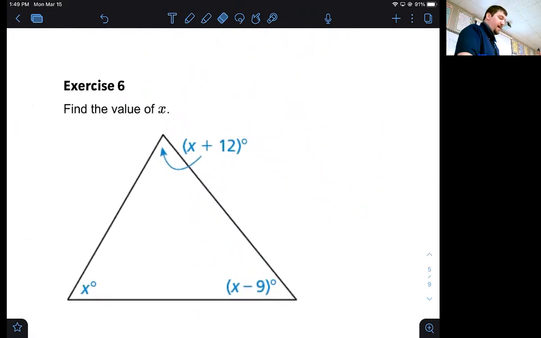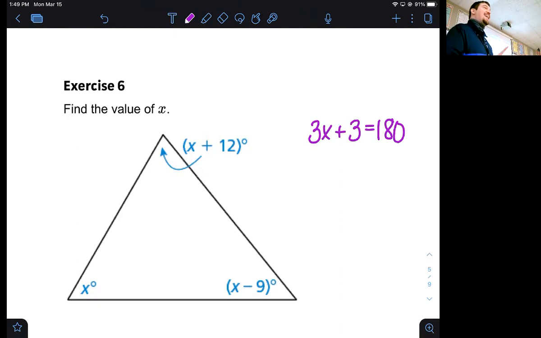Number 6, find the value of x again. Now, what's this equation going to look like? Caleb, 4x plus 3 equals how many x's? 3x. There you go. 3x plus 3. If you didn't want to simplify it, you'd have x plus 12 plus x minus 9. But you can combine your x's to get 3x. You can combine that 12 and negative 9. It is a negative 9, so it is going to give you a positive 3.